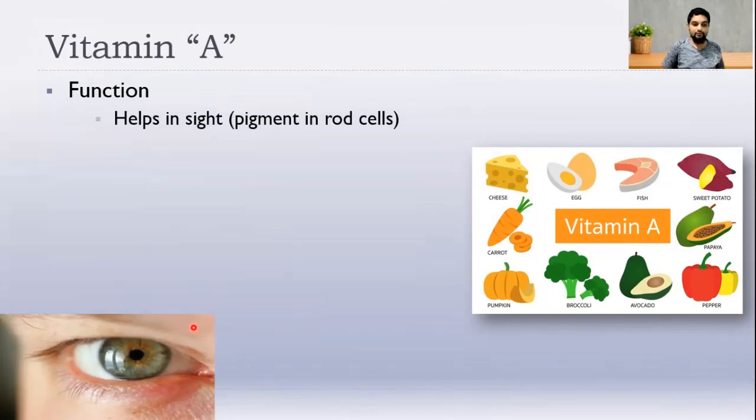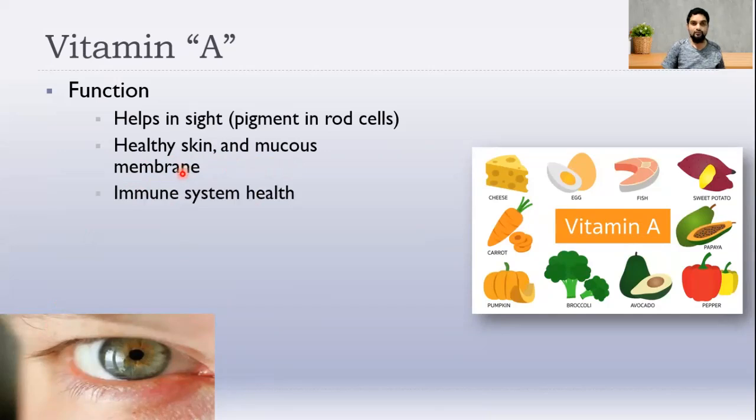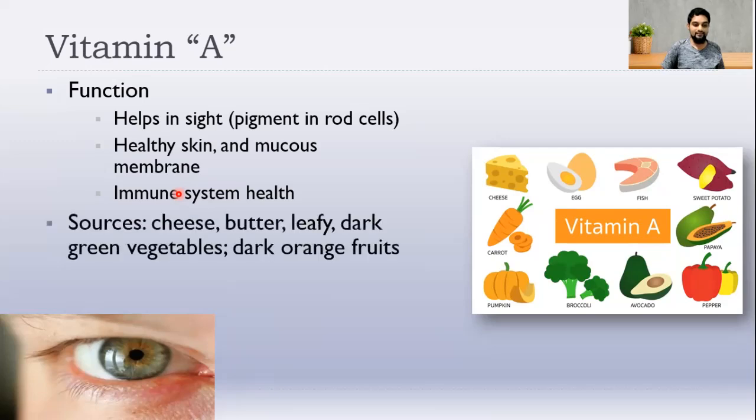Vitamin A is important to help in our eyesight. Vitamin A is used to manufacture pigment in the rod cells of our eyes. The rod cells help us to see in dim light, and help us to differentiate between the colors. Vitamin A is also important for healthy skin and to maintain healthy mucous membranes. It also has a role in our immune system in that it helps to protect us against diseases. The different sources of vitamin A include cheese, butter, leafy dark vegetables, and dark orange fruits.